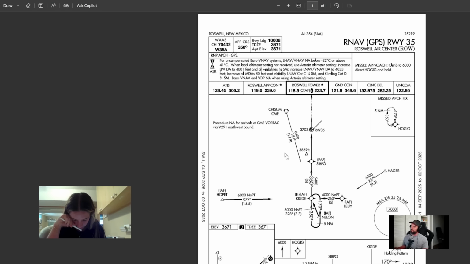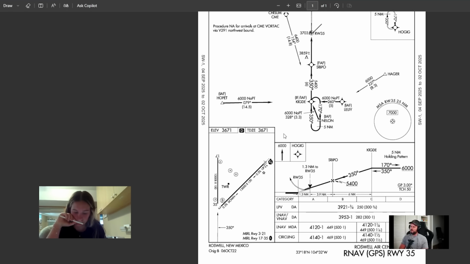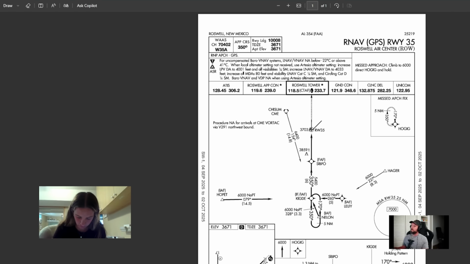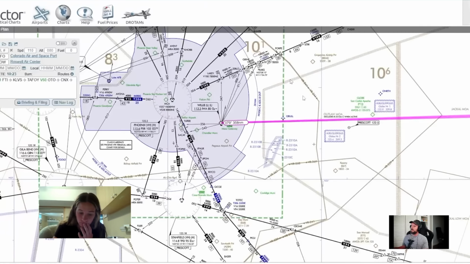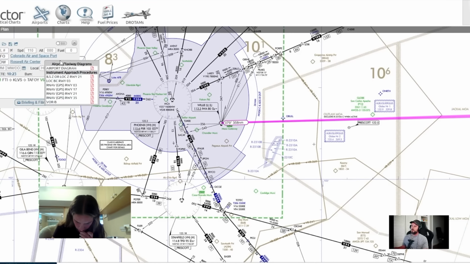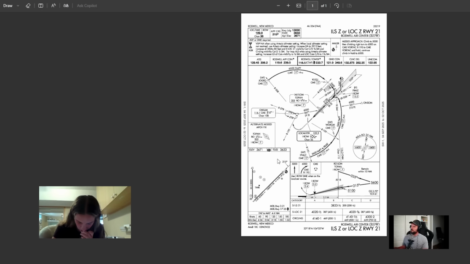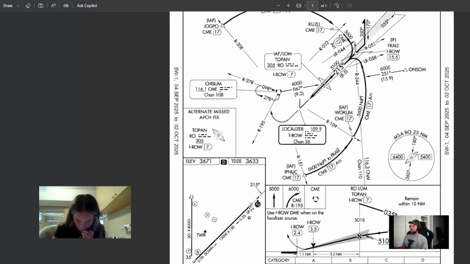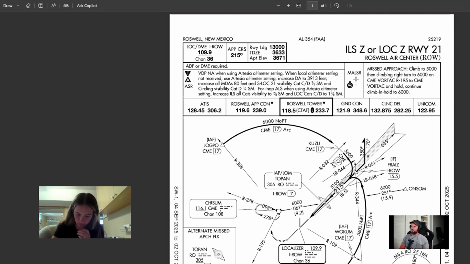So we briefed the approach. Let's say we're cooking on down this approach, and I am 10 feet above minimums. Oh, no approach lighting system on this one. Let's instead look at the Roswell ILS 21. This one has an approach lighting system, correct? Yes, it does. Awesome. Let's say I'm cooking on down this approach.